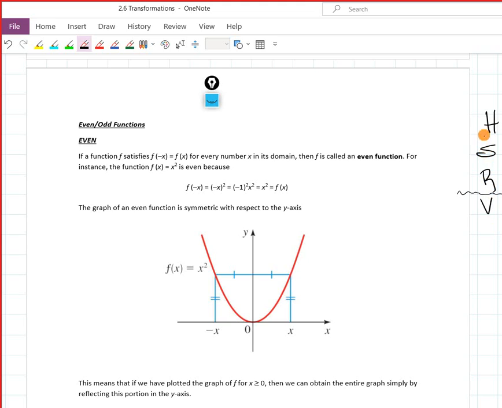But the idea here is, if I have a function, let's say f of x equals the opposite of, let's just say, x plus 3 squared plus 1.